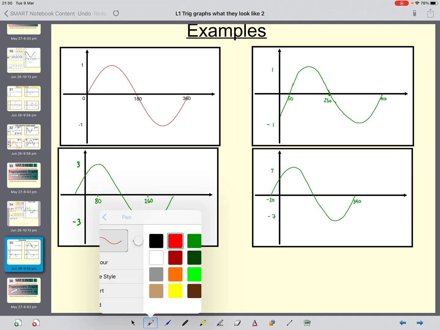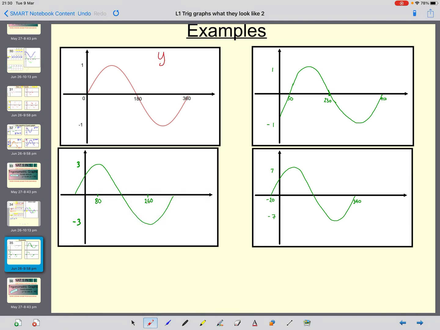Okay, so the first one is just your normal, sorry, I'm just going to change my pen back to red. There we go. This first one here, I've just drawn the sine x graph just to remind you what it looks like. And we're going to compare that normal y equals sine x to all of these and see what has happened to it. Has it been shifted to the left or to the right? And what does that mean? Okay, so let's look at this first one here. You can see that it's a sine graph.